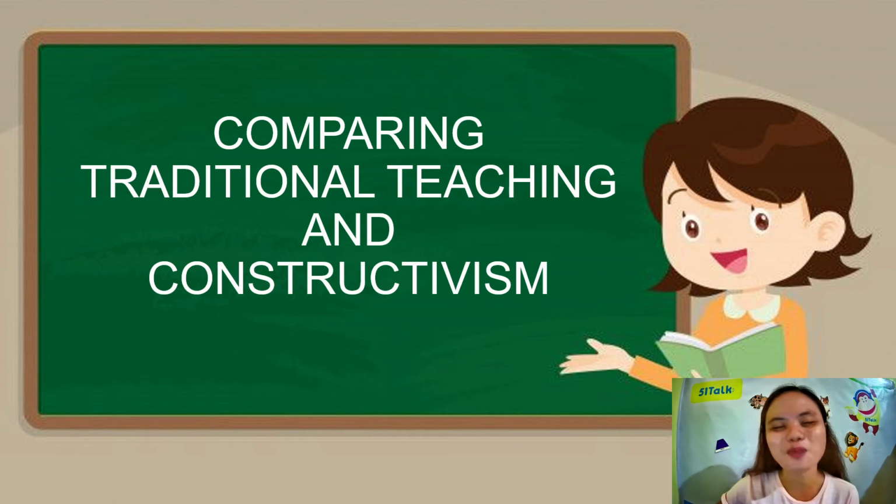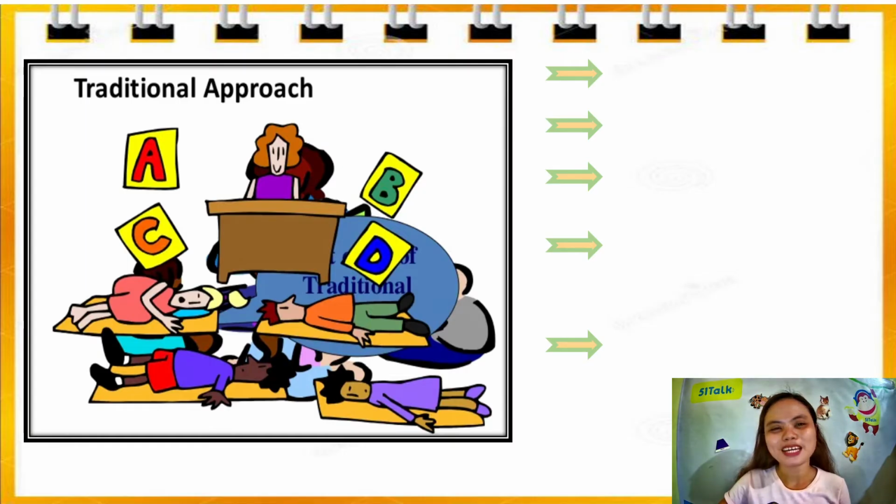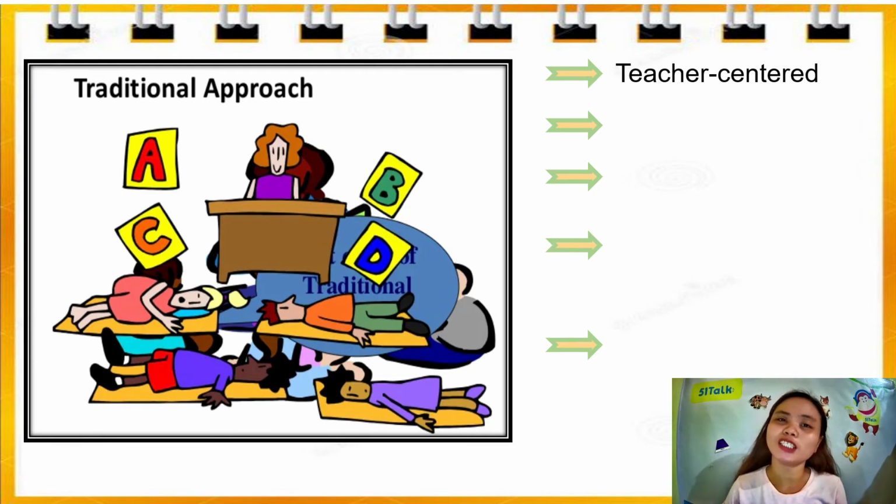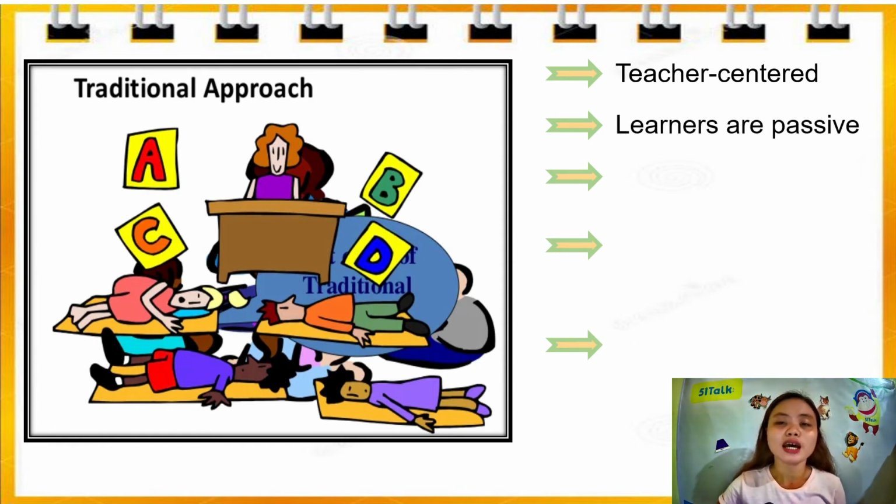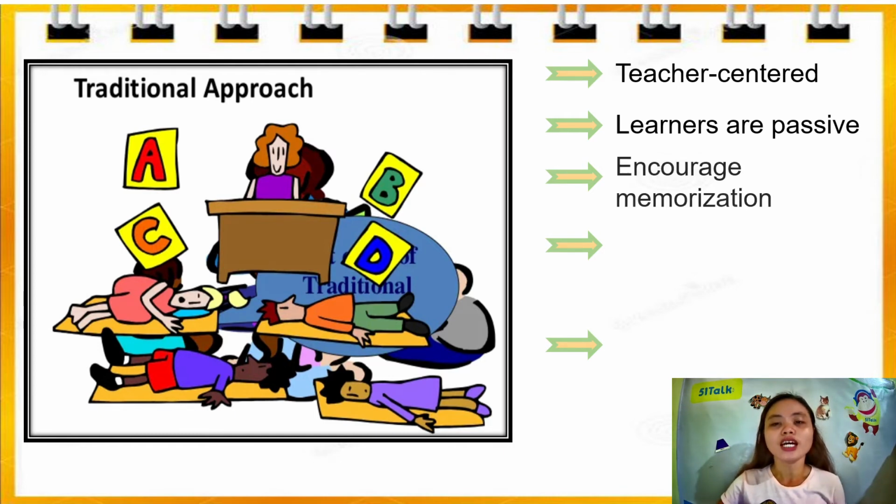Now, let us compare traditional teaching and constructivism. Let us find out what are their differences. In the traditional teaching approach, the main focus is on the teacher. So it is teacher-centered. The teacher is the sole dispenser of knowledge, and the students are just passive listeners. So there is less or no interaction between the teacher and the students.